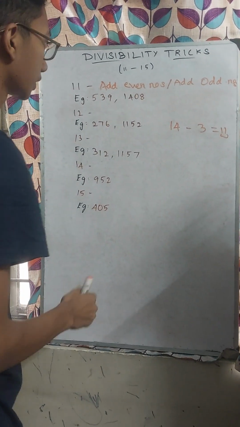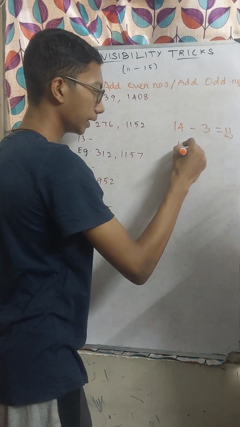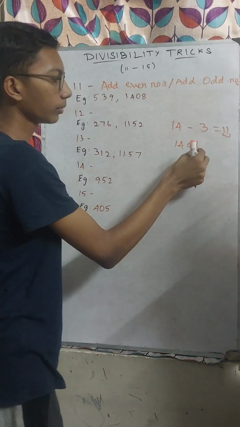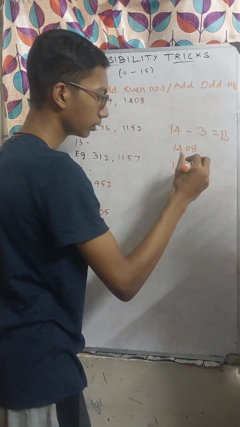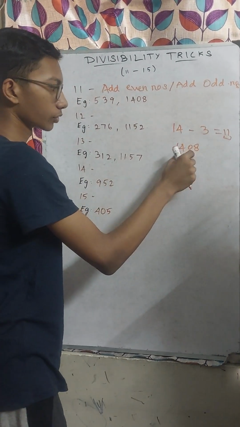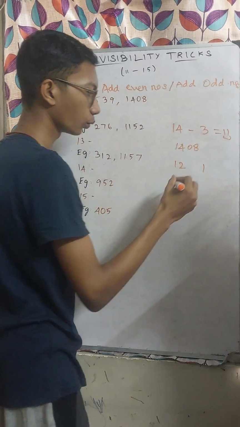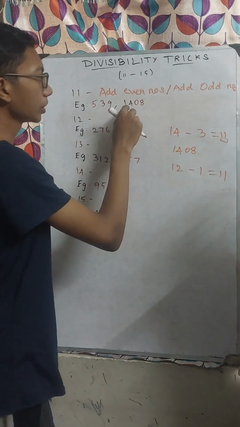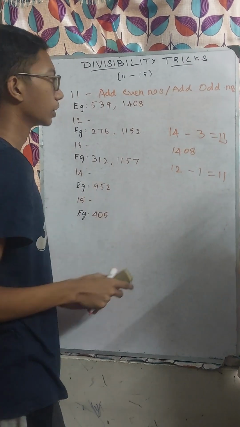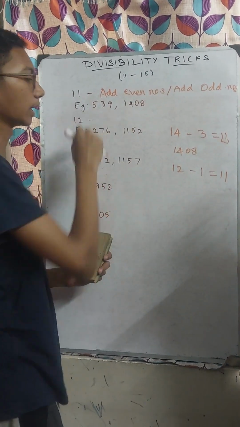So let's have another example. 1408. Here the odd number terms are 8 and 4, so we add them up to get 12. The even number terms are 0 and 1, and we add them to get 1. If we subtract these, we get 11. So this number is also divisible by 11. So this is the trick for the number 11.